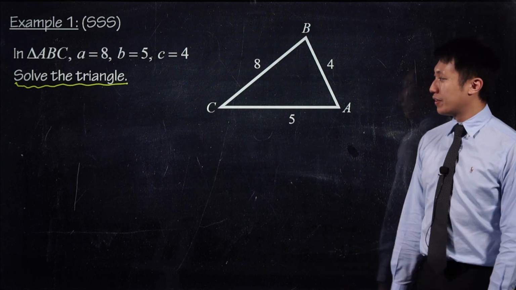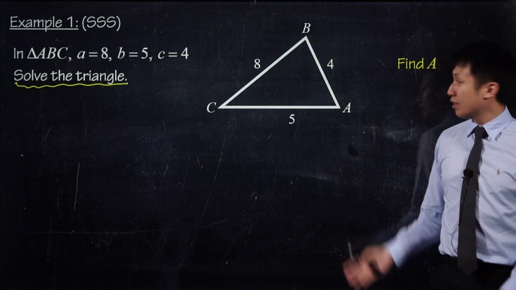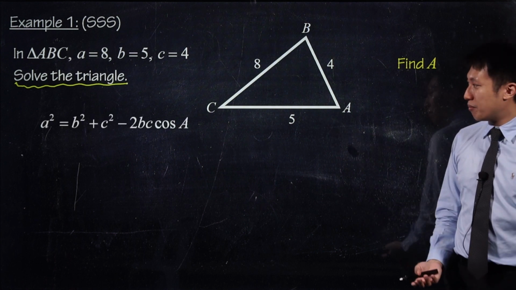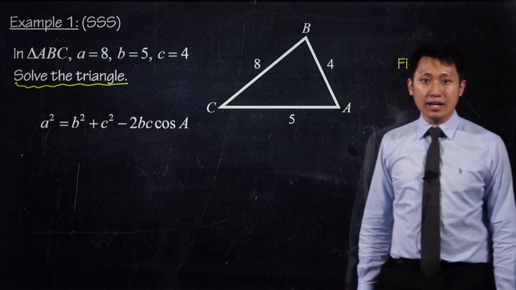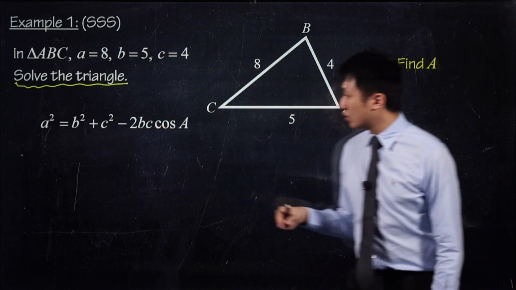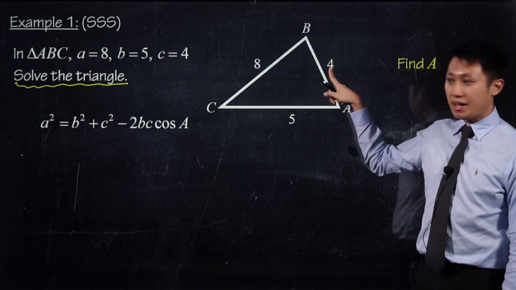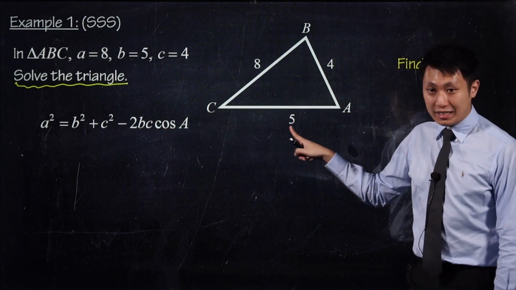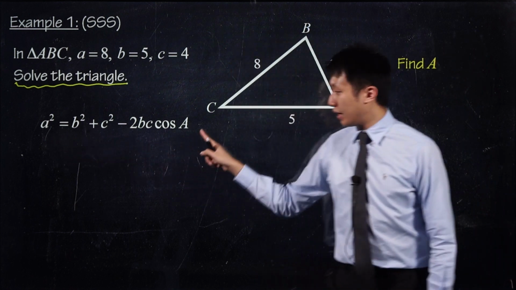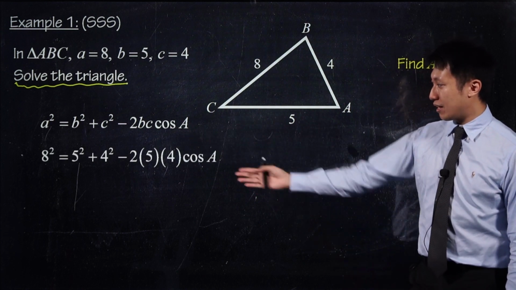So now let's solve this one. Let's find A first, because it's the first thing that we do. If we want to solve for A, we sub into the formula. The formula gives us this: a squared, the side a squared means 8 squared, is equal to b squared plus c squared, minus 2bc cos A. So you know all the information except this capital A. I substitute everything in, so I get this one.